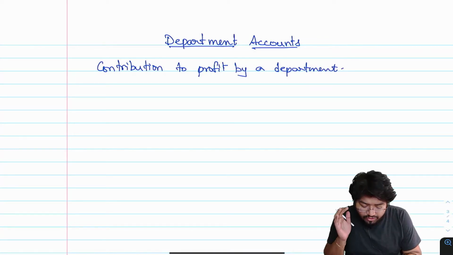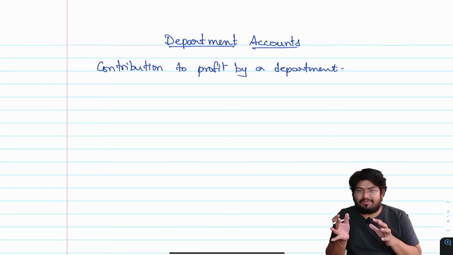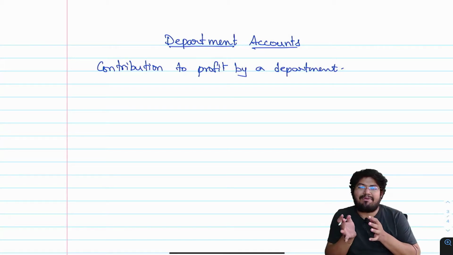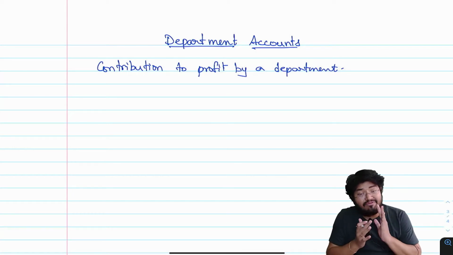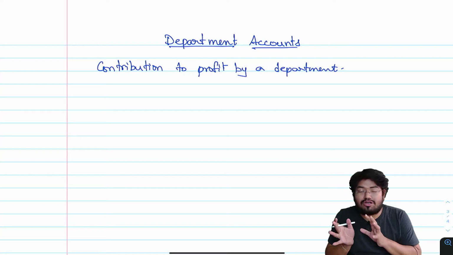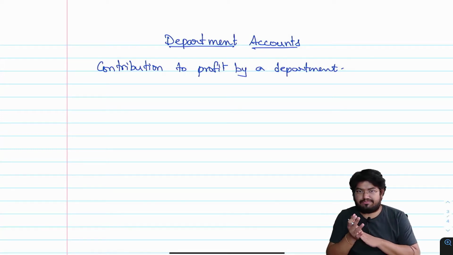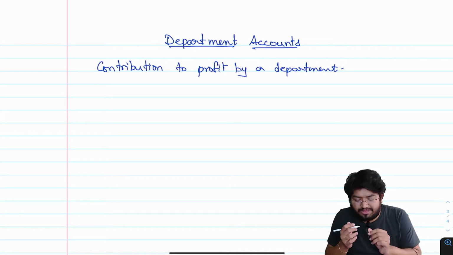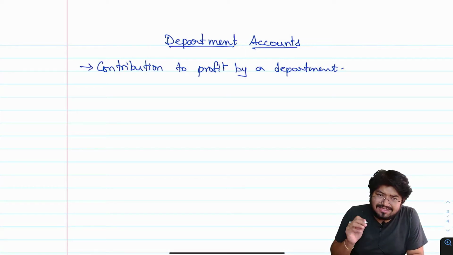Now, if I have to understand what is the contribution by a department to profit, I will have to assume within my company that every department is a separate unit or a separate line of business, in which case I would get to know clearly to what extent they are able to contribute to my business. With that context, this department accounts concept is formulated. Now, let's understand this with an example.